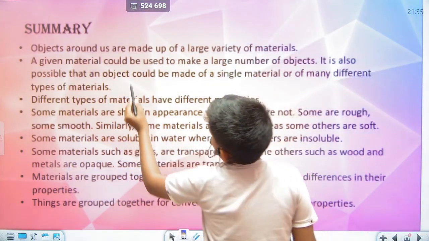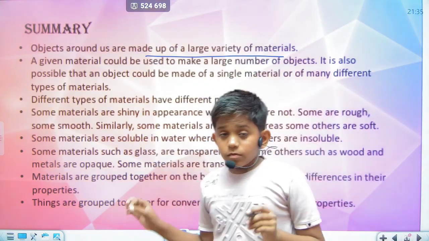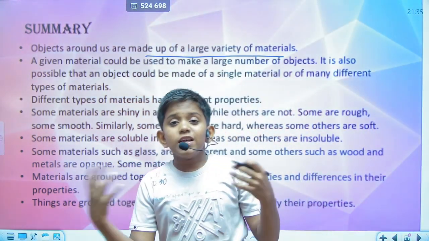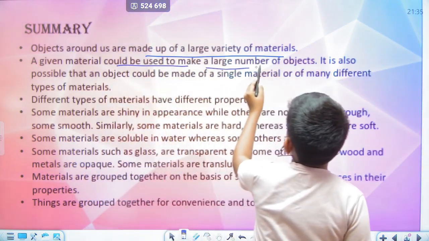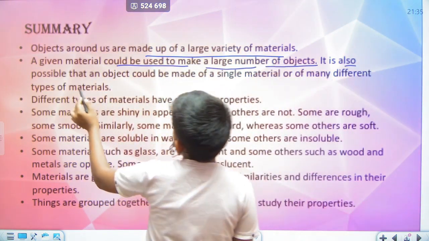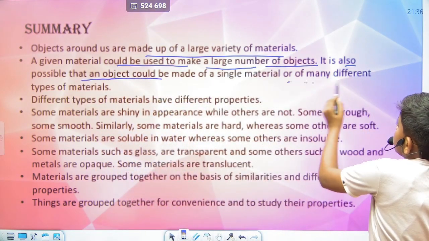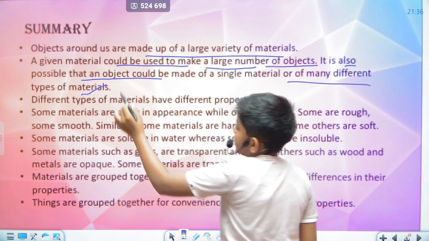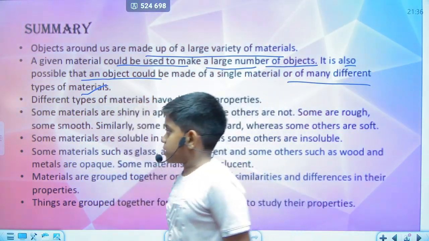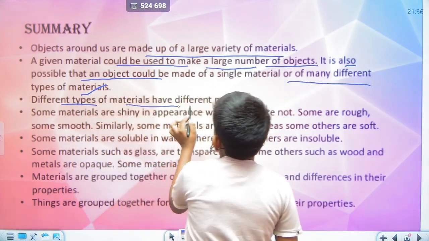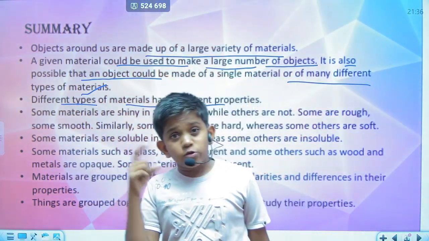Summary. Objects around us are made of a large variety of materials. A given material could be used to make a large number of objects. It is also possible that an object could be made of a single material or many different types of materials, meaning one material, two materials, or many materials. Different types of materials have different properties.